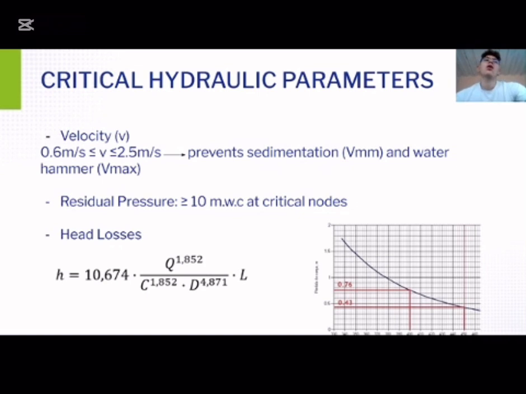Pressure. Lower limit: 10 meters of water column, enough to reach a 3-story building. Upper limit: 50 meters of water column, like being 50 meters deep in a swimming pool. 3. Head losses. These are calculations to ensure proper pressure and system operation. To determine head losses, the Hazen-Williams formula is used.